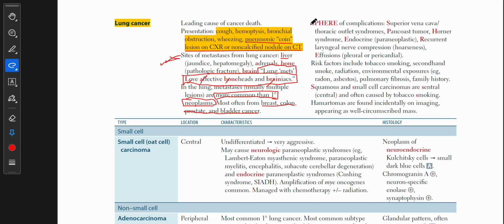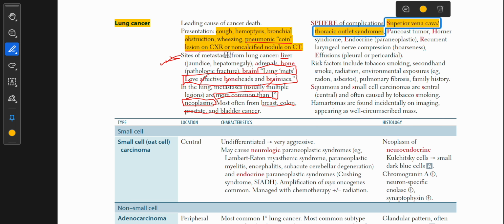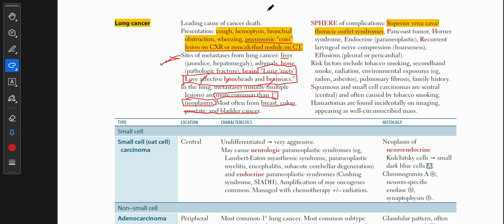So, the SPHERE of complications. What complications can arise in lung cancer? S for superior vena cava syndrome or thoracic outlet syndrome. P for Pancoast tumor, and H for Horner syndrome. E for endocrine, that is paraneoplastic, and R for recurrent laryngeal nerve compression that will lead to hoarseness, and E for effusions that can be pleural or pericardial.